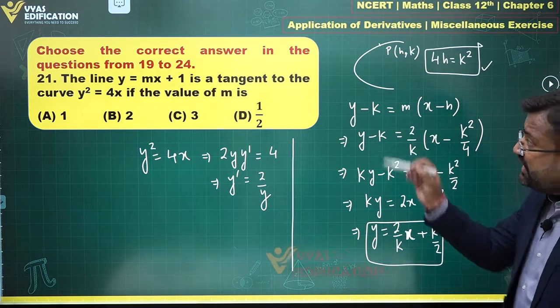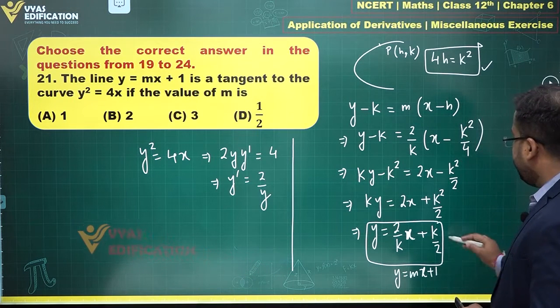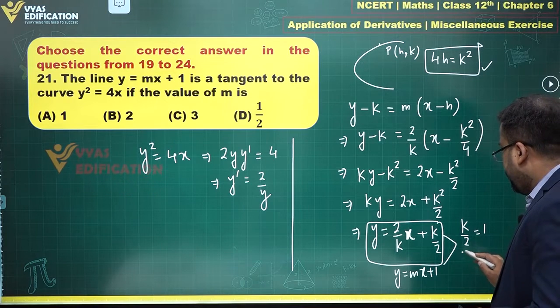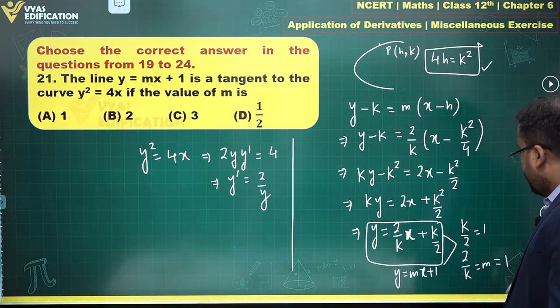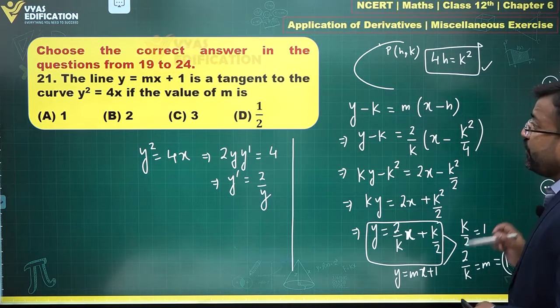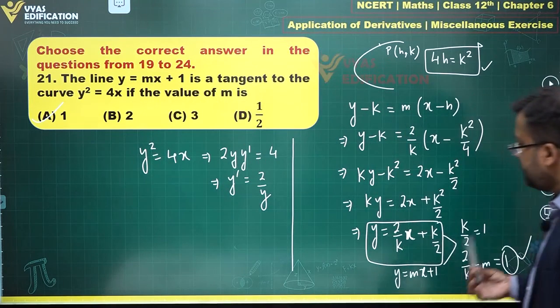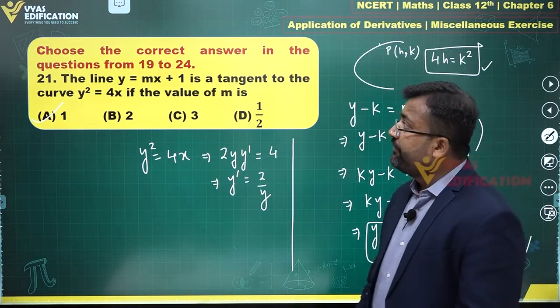And on comparison with that line y is equal to mx + 1, what do I see? That k/2 is equal to 1 and 2/k is equal to m, and therefore this is also equal to 1. That's the reciprocal of k/2. This is also equal to 1. Therefore the value of m that is required is this, option A. That's the correct answer for this question, and that's the complete solution that you require for this question.